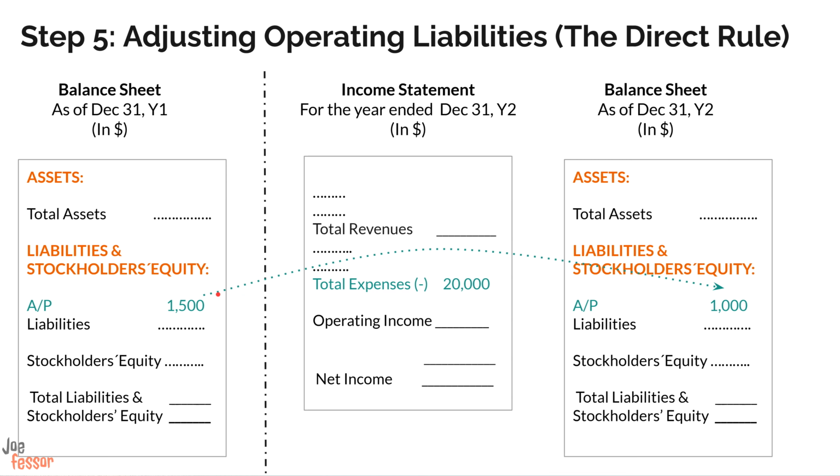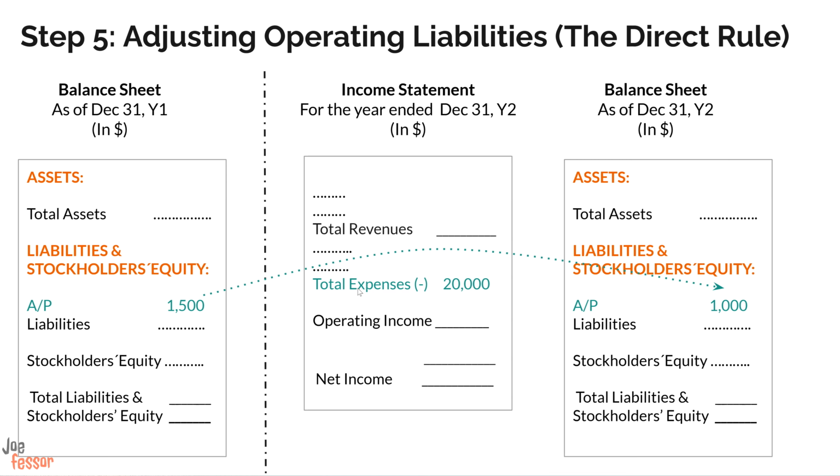Imagine our accounts payable started the year at $1,500 and ended at $1,000. The relevant accrual expense, let's say, was $20,000. So our accounts payable decreased by $500. A decrease in accounts payable signals that we used $500 more cash to pay down our balances than the new expenses we incurred during this period. Essentially, we had an extra cash outflow.